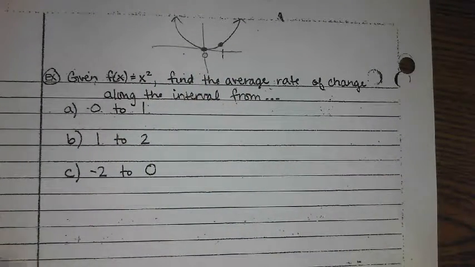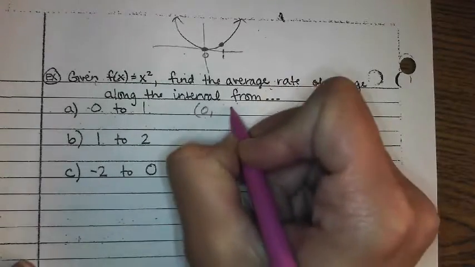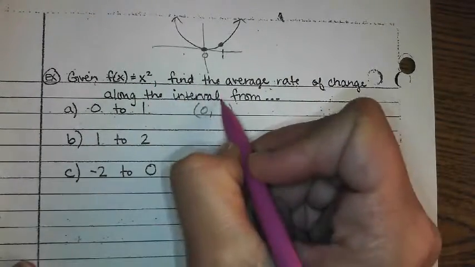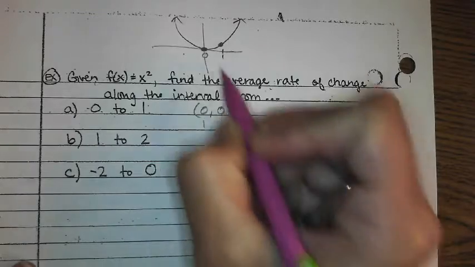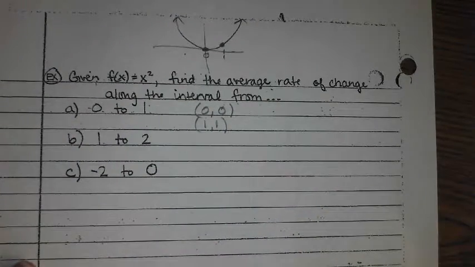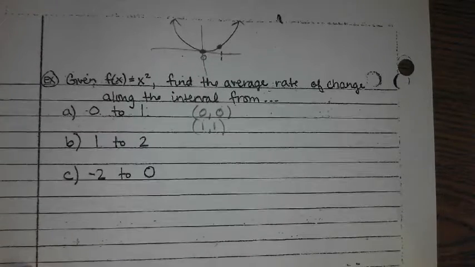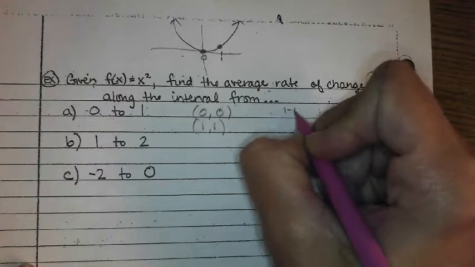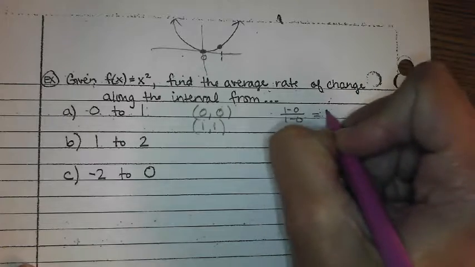So she's saying plug them in. So you plug in 0, you get 0. Plug in 1 squared, you get 1. Now we have the 2 points. Now we can find the average rate of change. So 1 minus 0 over 1 minus 0 is 1.